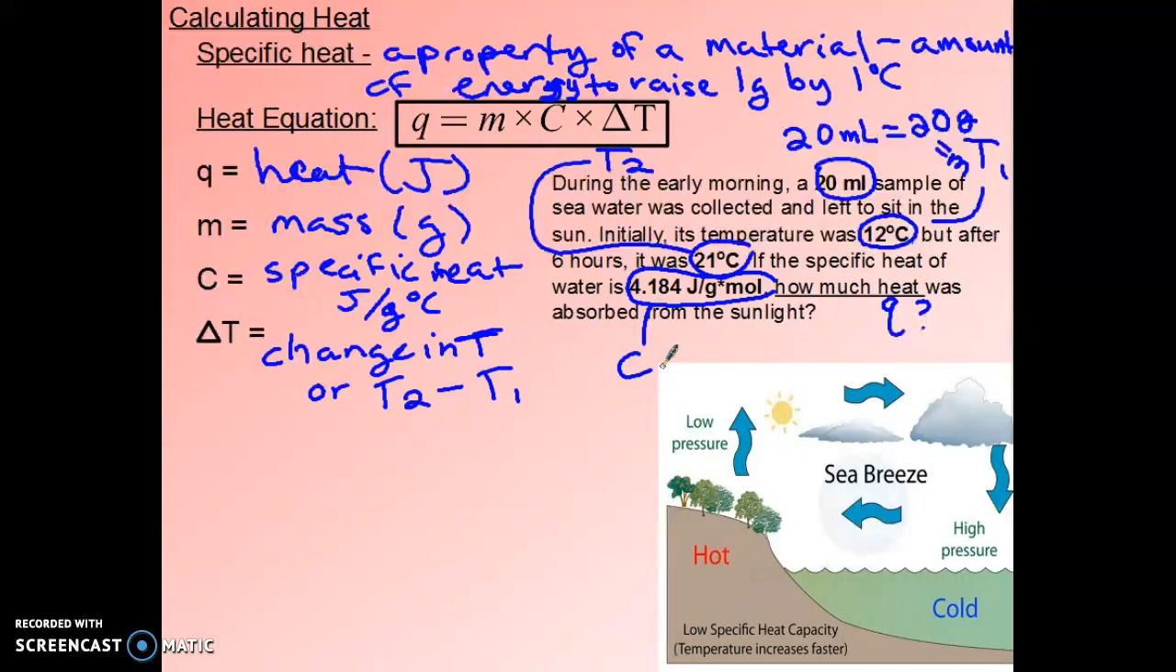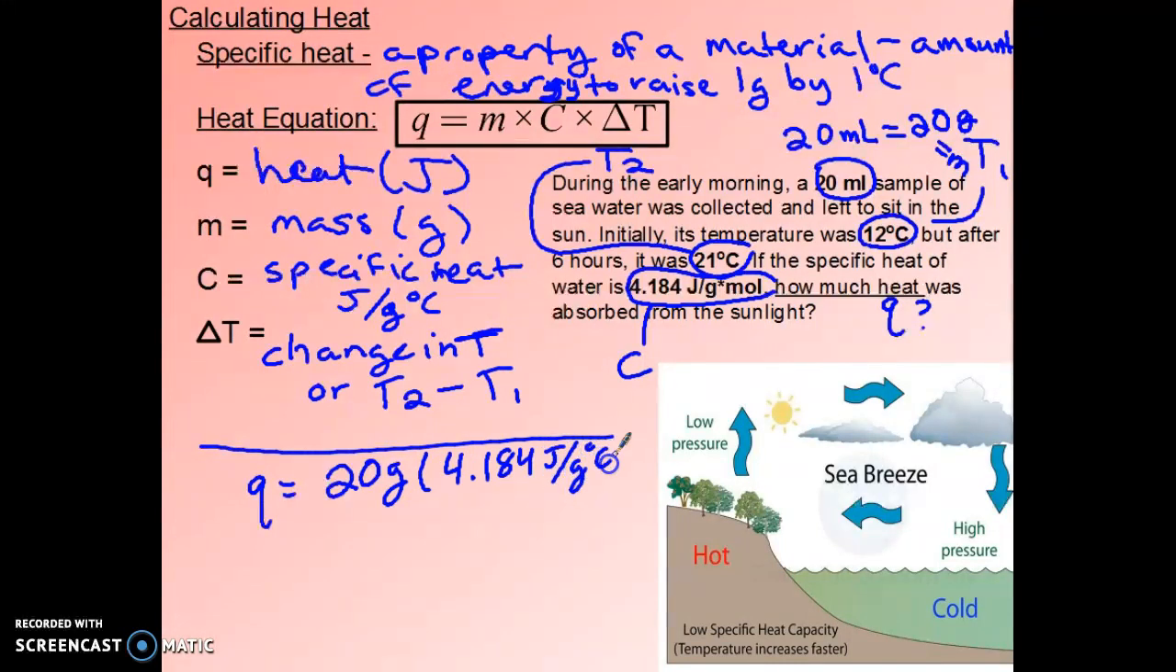So we have everything we need to be able to calculate Q. All we have to do is plug them into the equation. So we have Q equals, let's see, M comes first in there, so let's put 20 grams, that's our mass, times C, we have 4.184 joules per gram degrees Celsius, and then times our change in temperature. So that means if it's a change, we're going to have to subtract T2 minus T1. So our T2 was 21, our T1 was 12. So 21 minus 12. It's important to do that subtraction before you multiply things out. So we're going to get 9 for a temperature change.